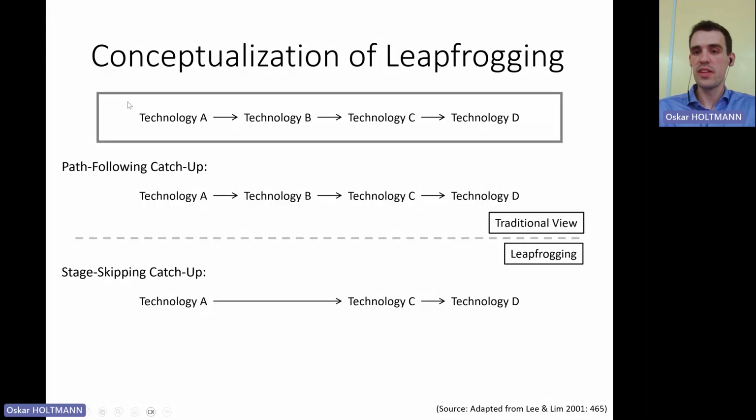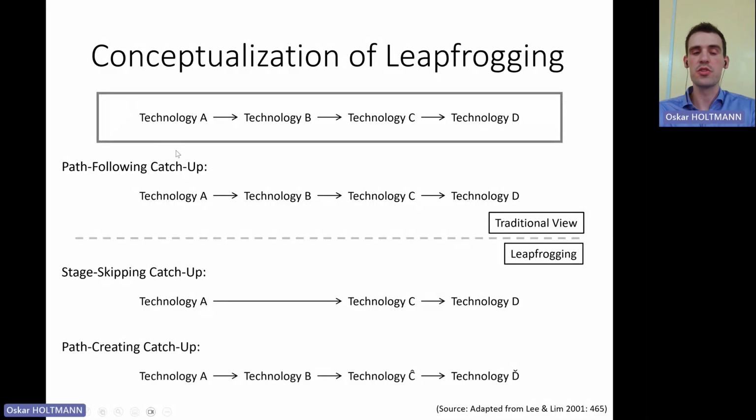The other possibility of leapfrogging would be to create a new path, so maybe move along with technology A and B, but then adopt technology C or self-developed technology C dash. That's a little different. It's still serving the same purpose, but it takes a little bit of a different approach. Same with technology D. A good example of the stage skipping catch-up would be mobile phones, for instance.